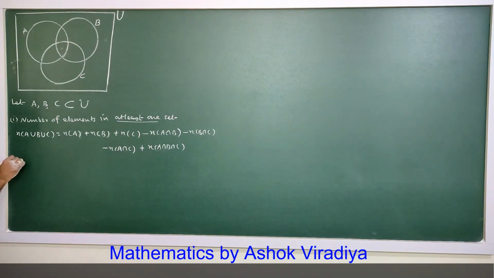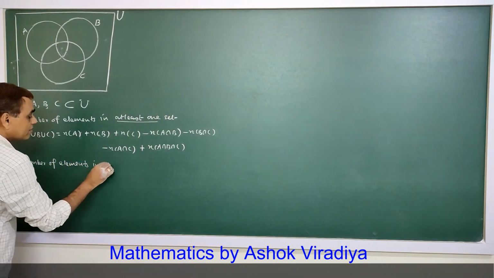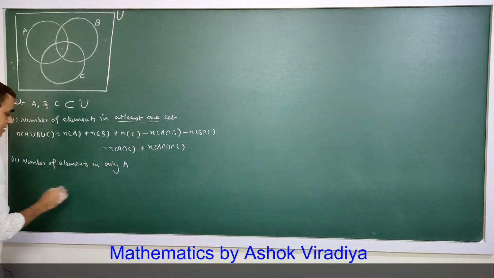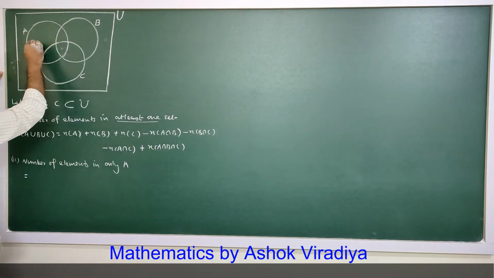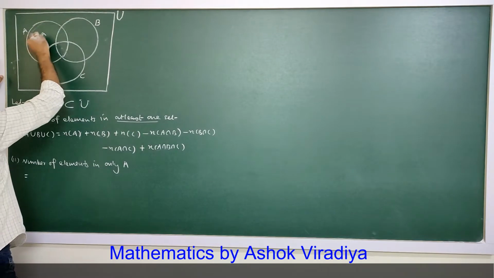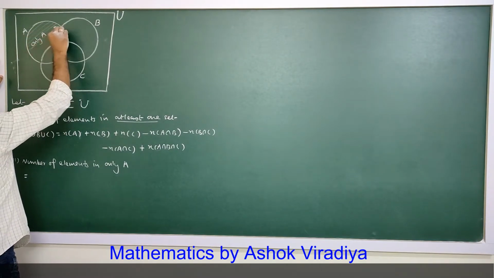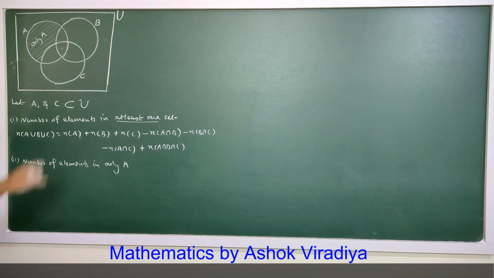Then number of elements in only A. Number of elements in only A means in this set, this is only A. This side, this is only A. Number of elements in only A. That means number of elements in A.